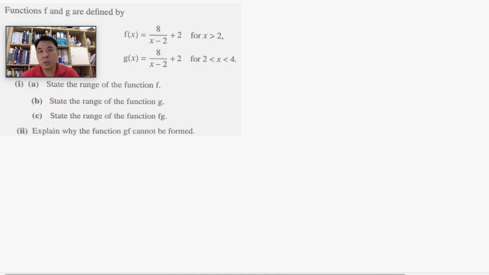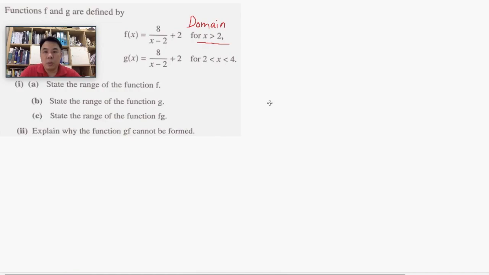Now, let me see. Assuming that we have no idea how to sketch this graph, because most of the time this is not the typical straight line or quadratic graph that we recognize. But you do need to understand the concept of domain here, though. Now, take for instance, for first question, state the range of the function f. Now, for the function f, domain given is here. This is the domain. All right, so I better write that down just as a reminder.